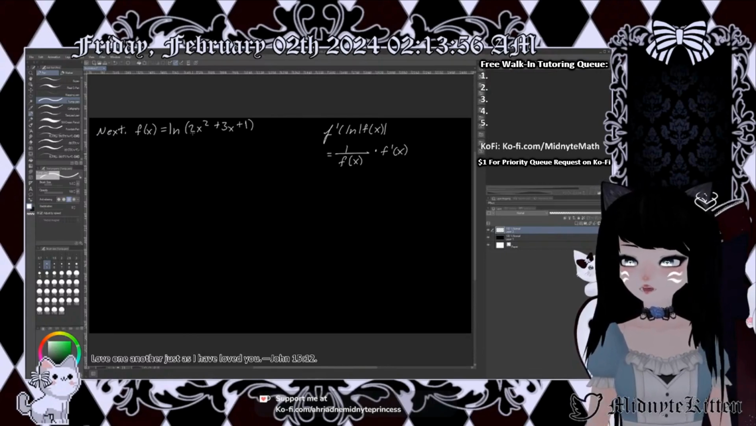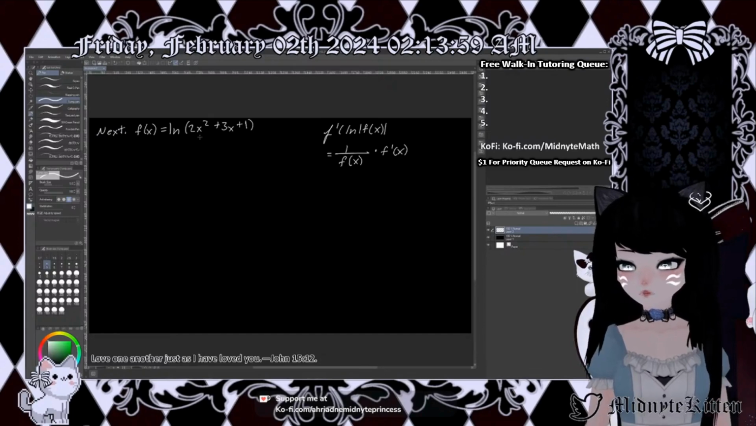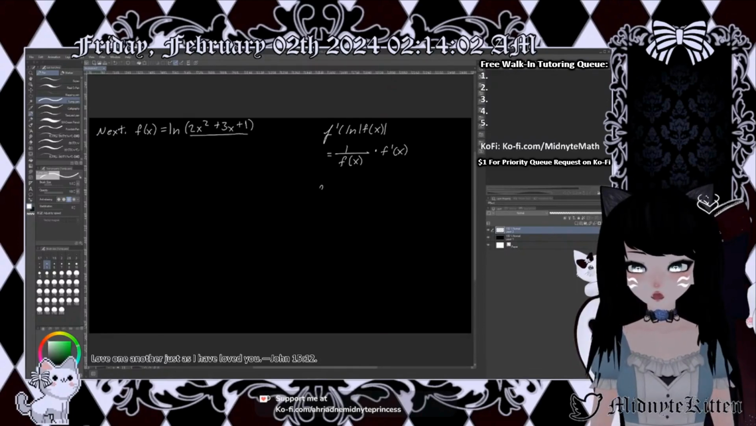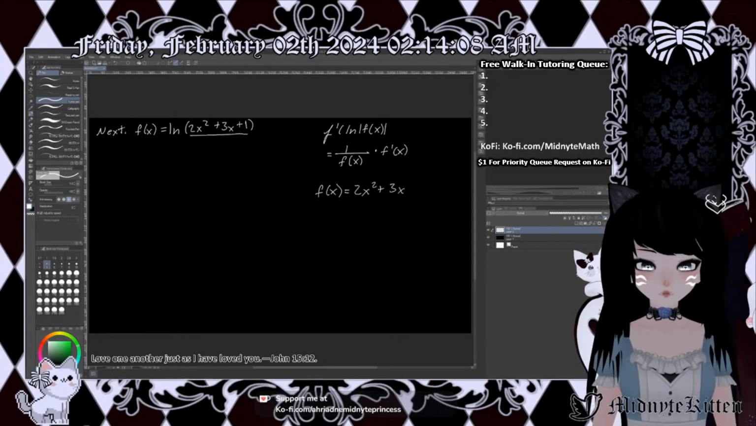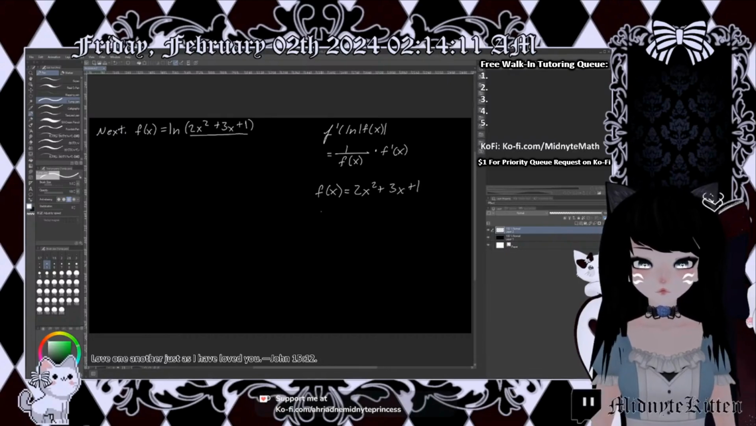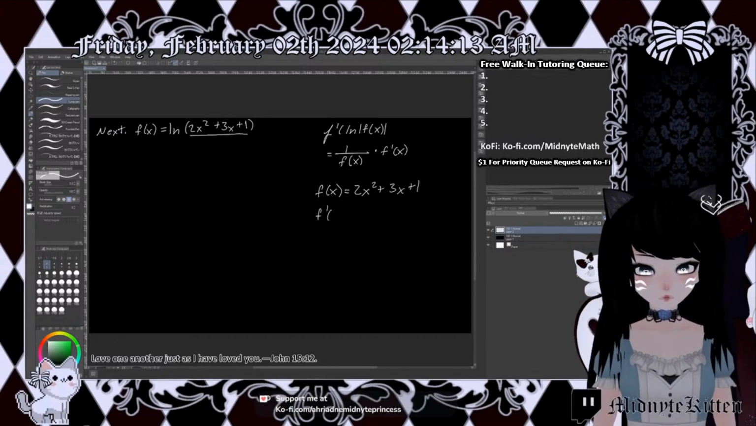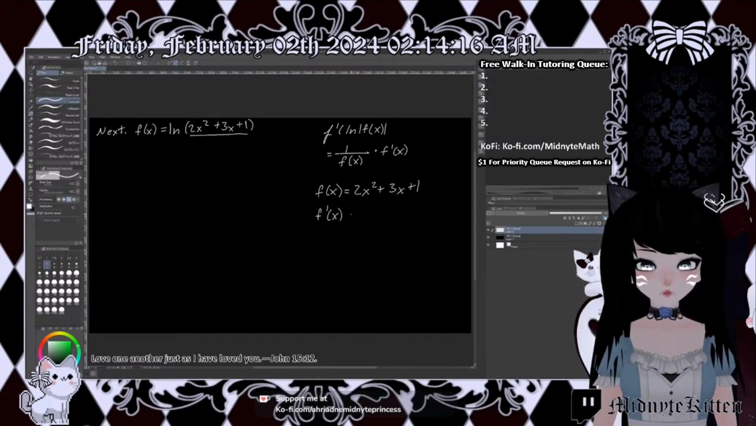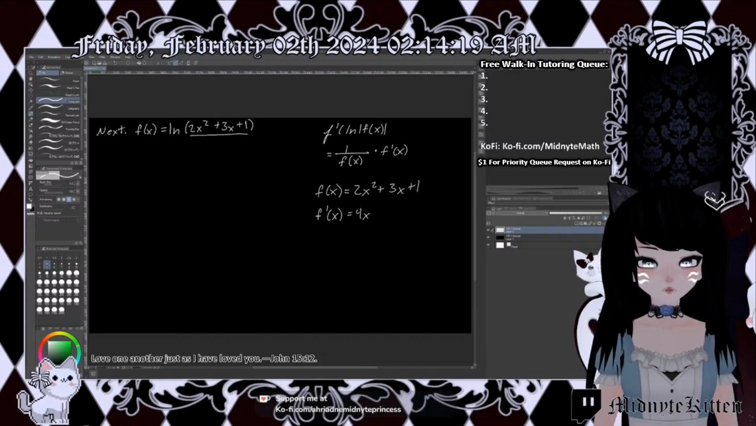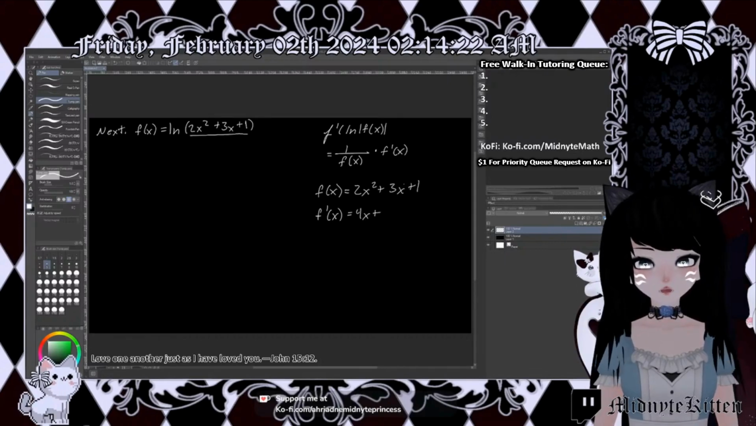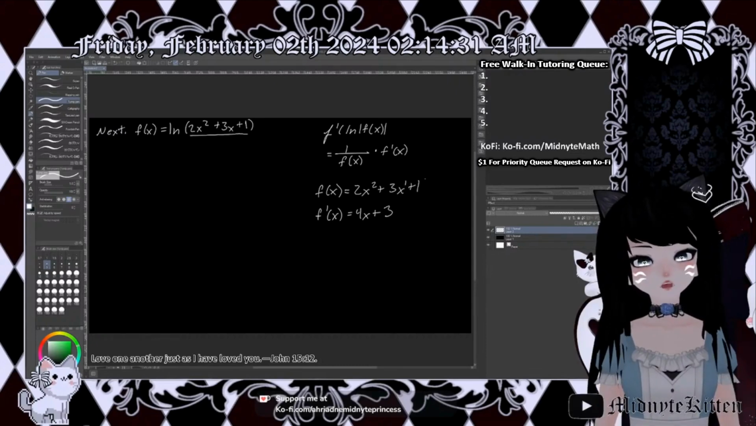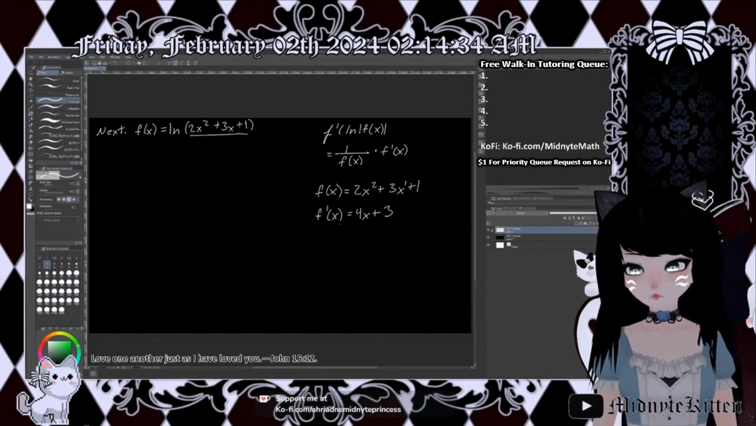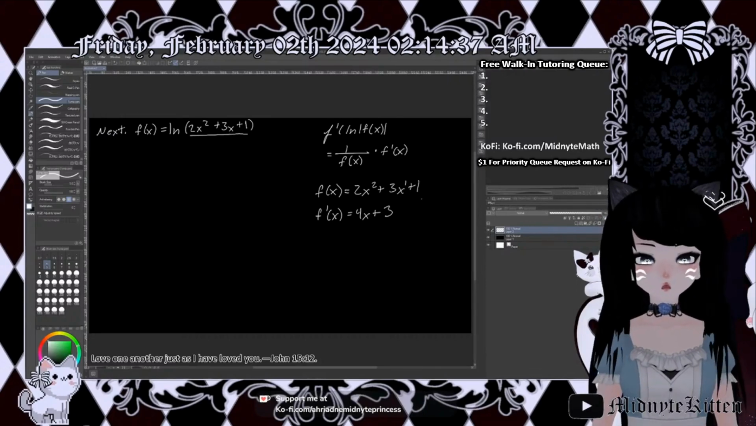So first we need to get the derivative of the inside. So our f of x is equal to 2x squared plus 3x plus 1. So f prime will be 2 times 2 is 4x minus 1, that's just 1, plus 1 times 3, that is 3, minus 1, that's 0, x to the 0 is 1, so we don't write anything here, and the derivative of a coefficient is 0.